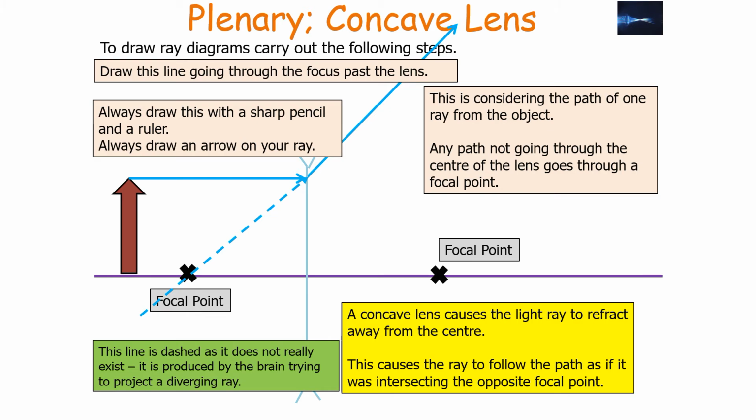Now remember again, this line is dashed past the lens because it's an imaginary line. This ray doesn't actually exist. It's your brain predicting where that line should come from.